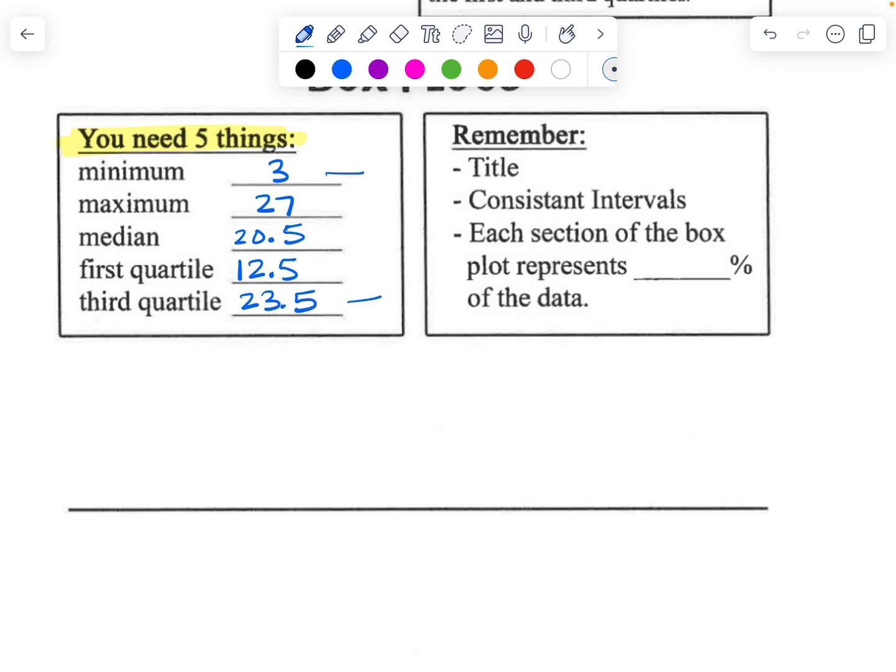1, 2, 3, 4, 5, 6, 7, 8, 9, 10, 11, 12, 13, 14, 15, 16, 17, 18, 19, 20, 21, 22, 23, 24, 25. Okay, I'm going to graph these. I feel like I need another 1, 2, 3, 4. No, I'm good. Okay, so I'm going to put points on the minimum, which is 3.